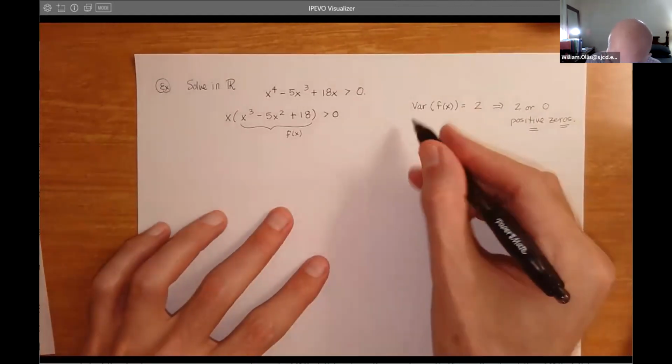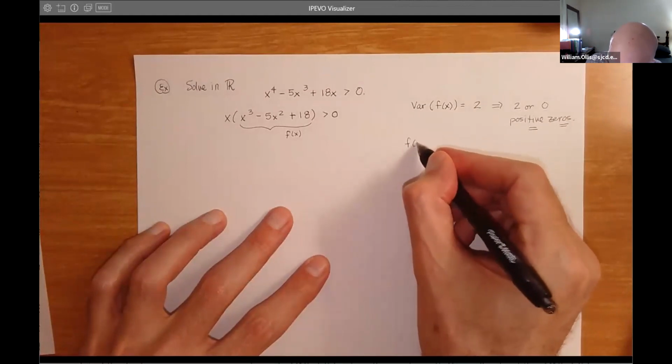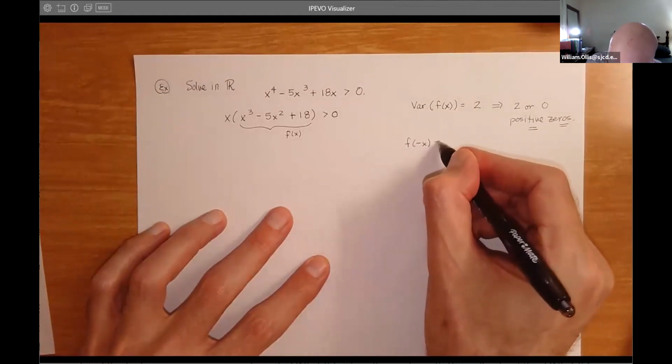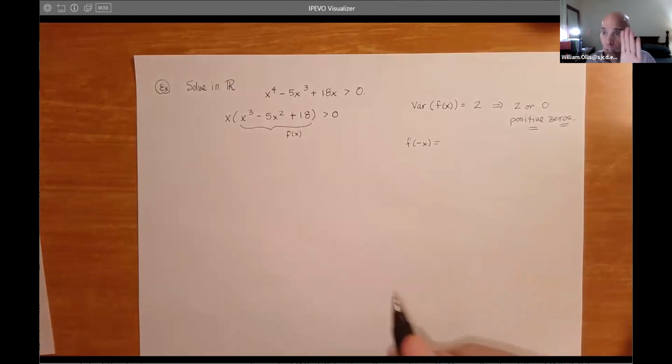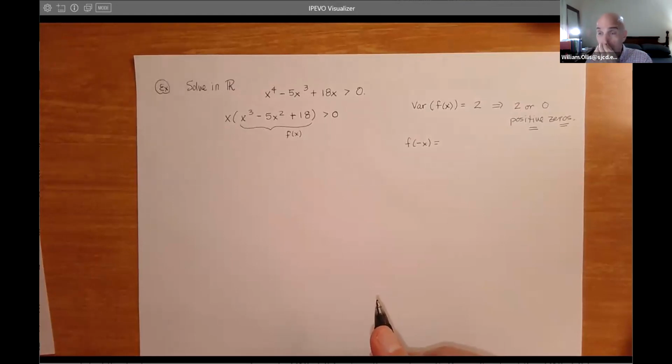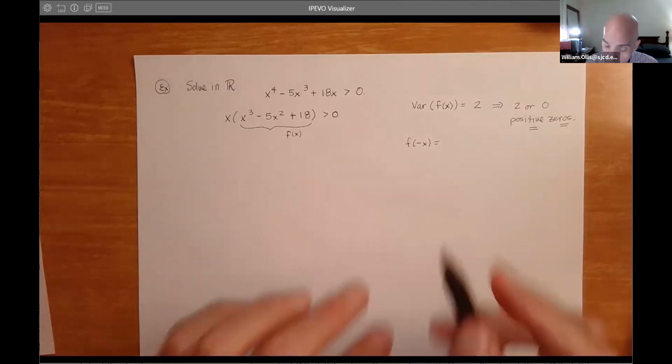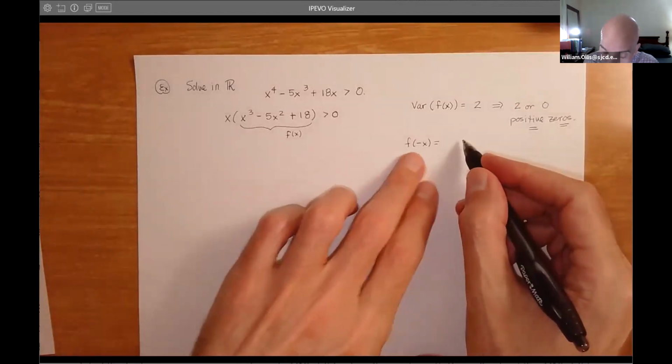Okay, well, let's go ahead and look at f of negative x just to review this. Remember, whatever number you get for the variation, you decrease by 2, as long as that number is non-negative. But if you decrease by 2 or 4 and you get a negative number, of course, that makes no sense. So Descartes is very useful. Just apply it in a common sense way. So now let's do f of negative x.